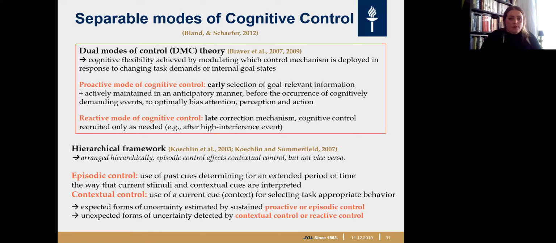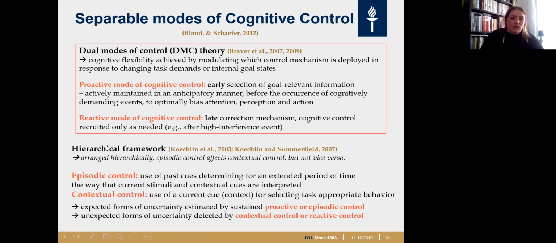Then there's also a hierarchical framework of cognitive control about episodic control and contextual control. And episodic control affects contextual control, not vice versa. Contextual control means in cognitive control the use of current cues for selecting task-appropriate behavior. And episodic control puts a time dimension to this contextual control, the use of past cues determining for an extended period of time the way that current stimuli and contextual cues are interpreted.